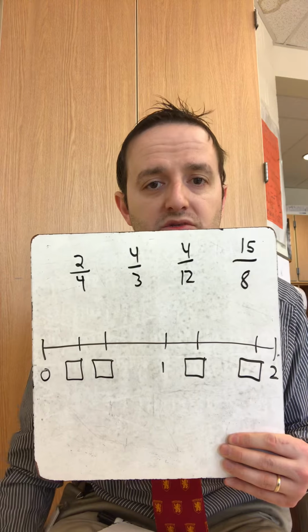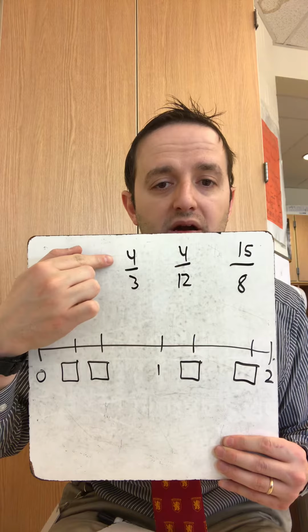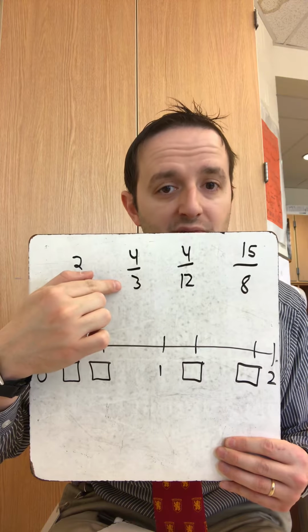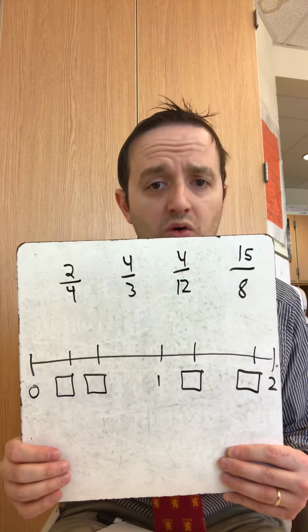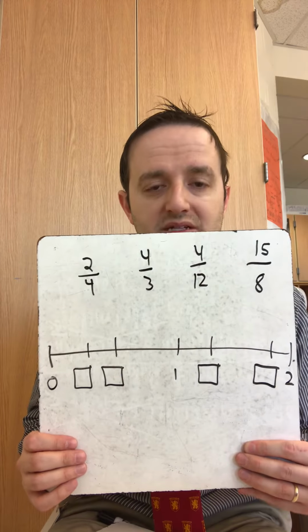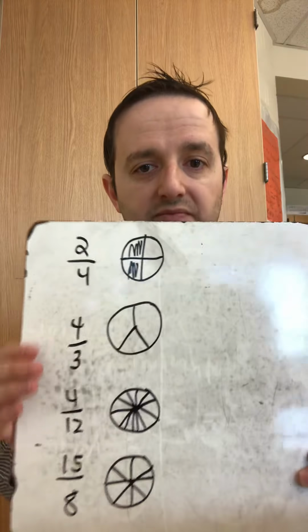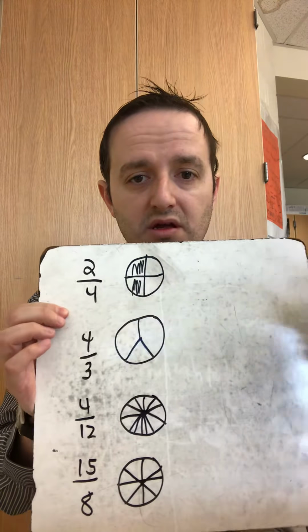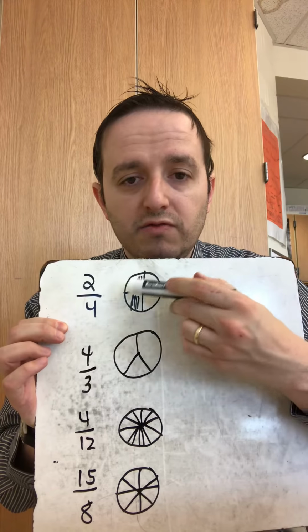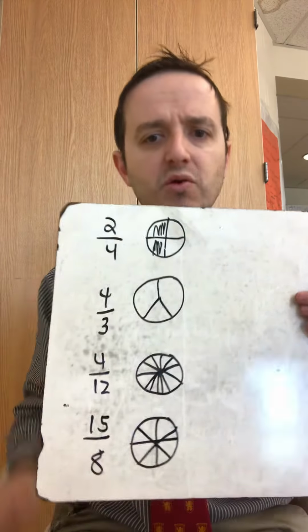Before we even start placing these, I noticed something about two of these fractions. Two of these fractions are what we call improper fractions, which means that their numerator is larger than their denominator, which means there are some wholes in parts of a whole that we can pull out to make it into a mixed number. So let's take a look at these. What I did was I just did the first one. For 2/4, I created a circle, I cut it into 4 pieces, and I shaded 2 of them. That one's pretty simple.